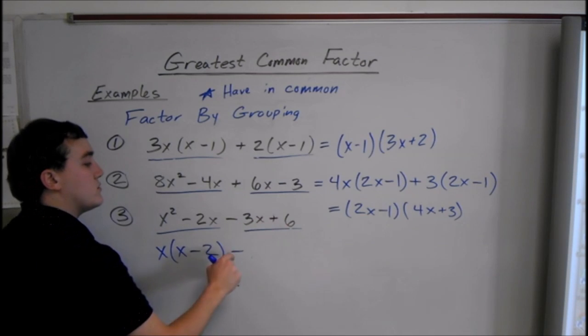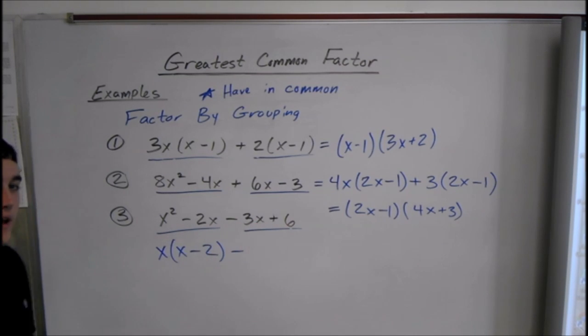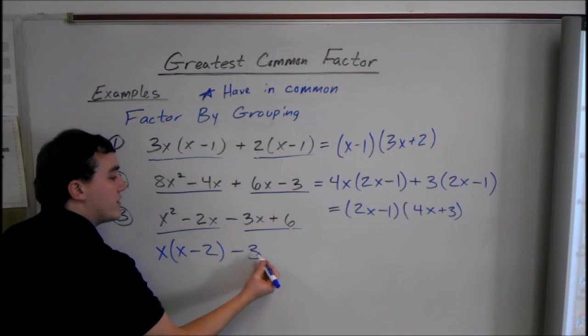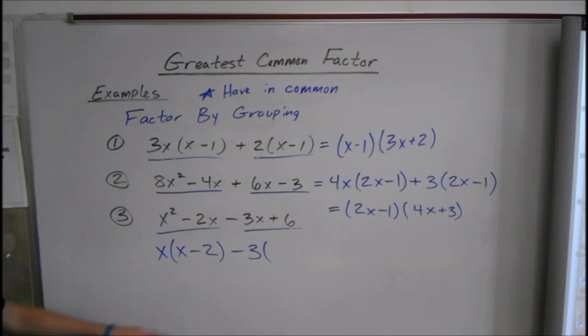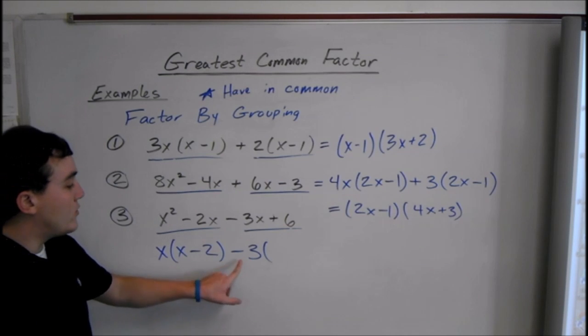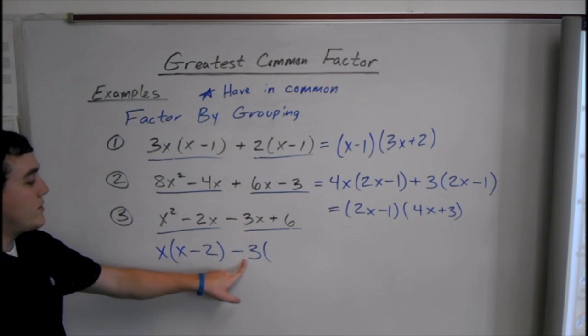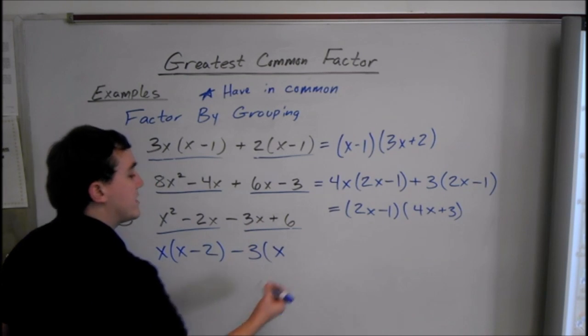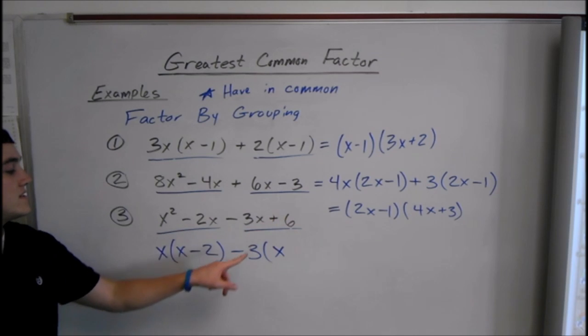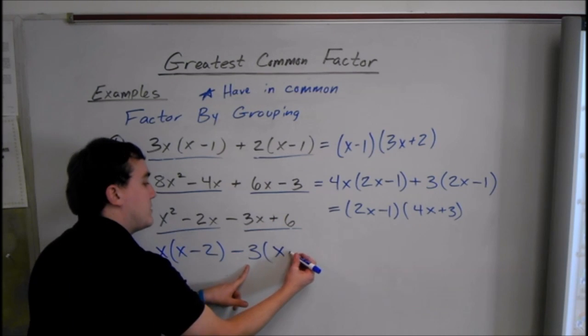What can we take out of these two? Well, 3 and 6 both have a 3 in common. So we take out a 3. There's not an x here, so you can't take out an x. And we took out a negative 3. You have to notice that negative sign. So negative 3 divided by negative 3 leaves us with 1, and the x stays. We didn't take that out. Then we have 6 divided by negative 3. So that's going to be negative 2.